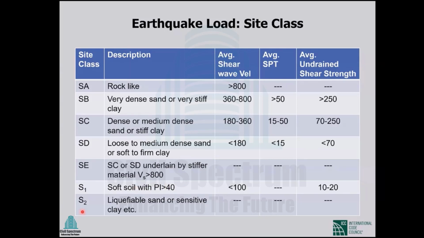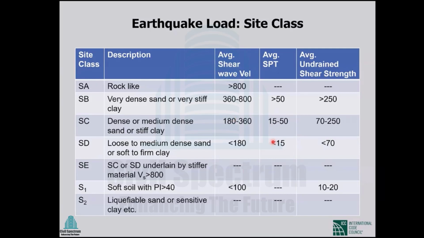S2 is other problematic soils, liquefiable soil, very sensitive soil, etc. But in the previous version of the code, the soil classification was based mainly on SPT values, standard penetration test values. But this time you'll see that in many cases we have to depend on average shear velocity, or we can use either N values or average shear velocities.